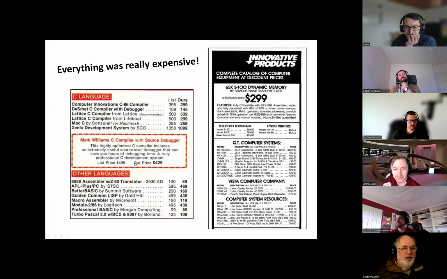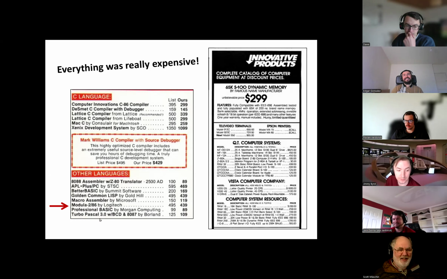And here's the thing, everything was very expensive. This is pre-Linux. This is pre-open source. I mean, there was a little bit of open source, but open source didn't really take off until you had personal computers that were cheap. So if you wanted to buy a C compiler, a Lattice one was very good, that was $500 normally. And notice that there's, for example, Logitech, the mouse people, they had a Modula-2 compiler. And then there's Turbo Pascal, which I will talk about in a second. That was fantastic.